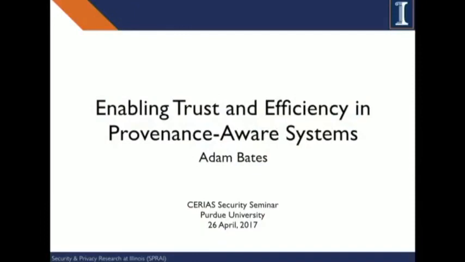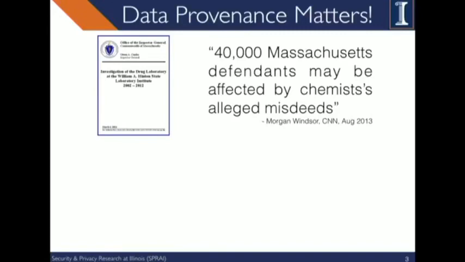So today I'm going to be talking to you about some of my recent work in the area of secure data provenance. Most of you in the room are probably wondering, what is data provenance? And hopefully I can convince you that it's quite important.